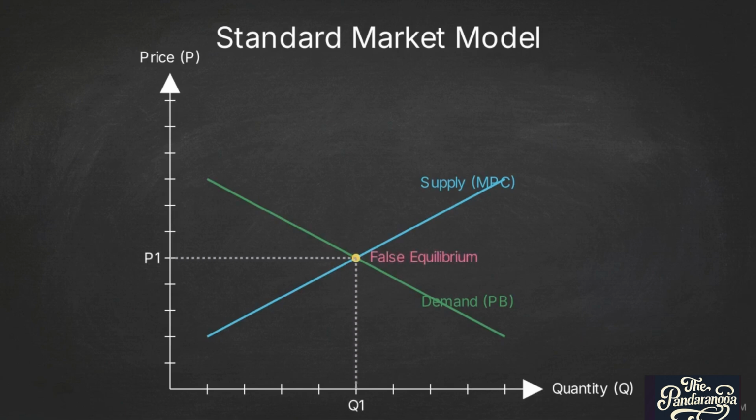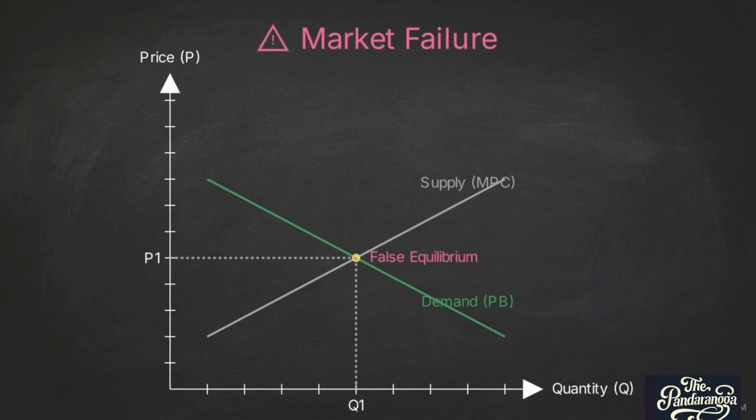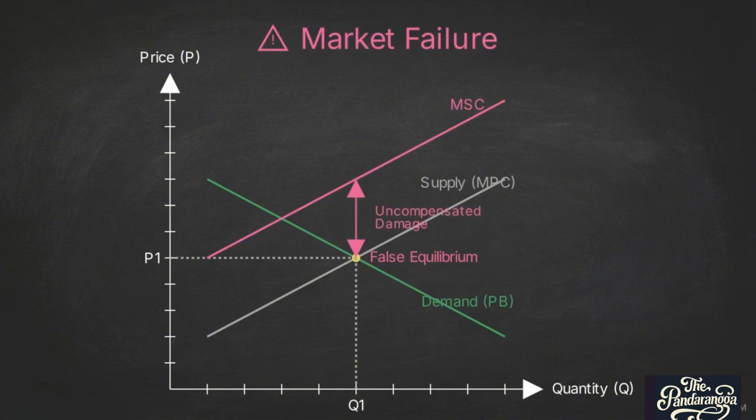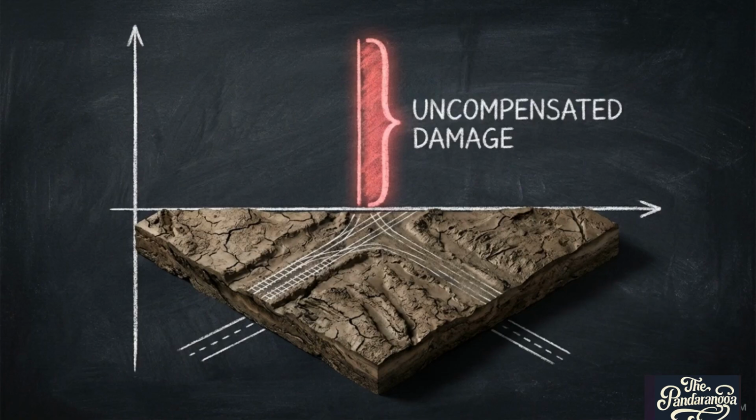But in the presence of a negative externality, the true cost to society is always higher than what the producer calculates. We draw a new line above the private cost, the marginal social cost. The vertical gap between these two lines is the uncompensated damage absorbed by third parties. This vertical gap is a structural flaw in the market's architecture. It dictates how resources are consumed, and we can model its exact mathematical impact.